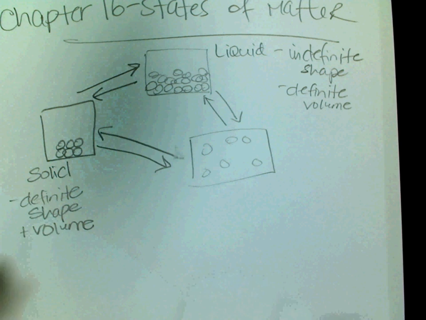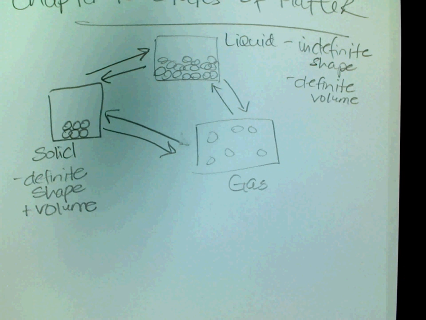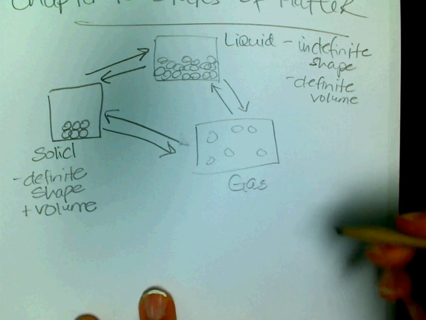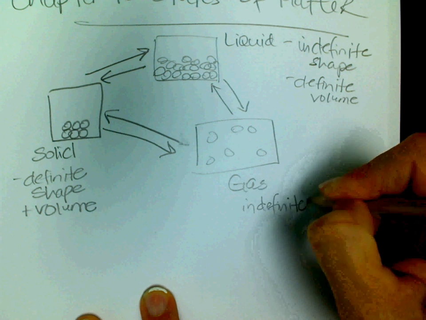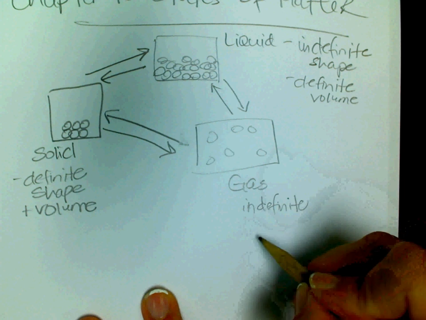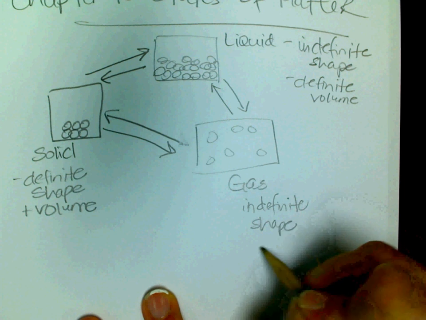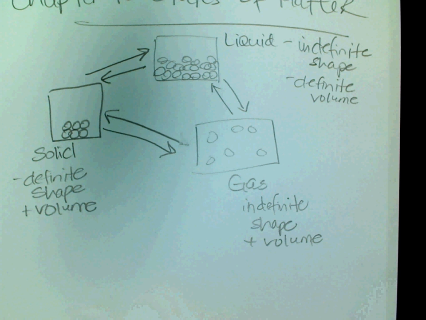Right. And then finally, gas. Gas, definite or indefinite shape? Indefinite. Everything is indefinite. Indefinite means it's not fixed, it's not specific. Indefinite shape and volume. And gases are compressible.